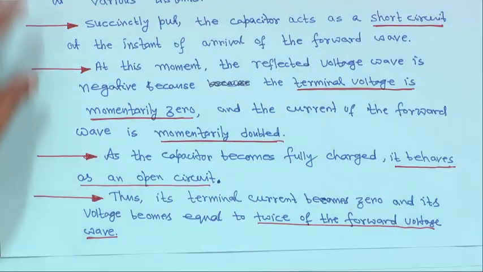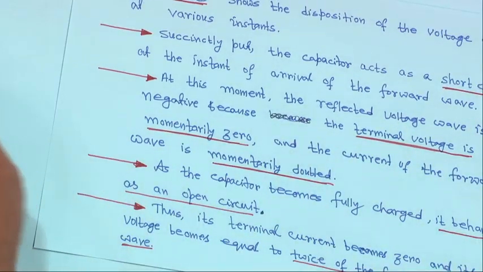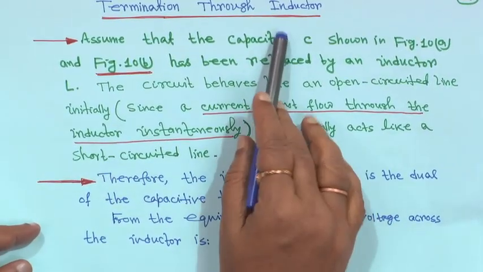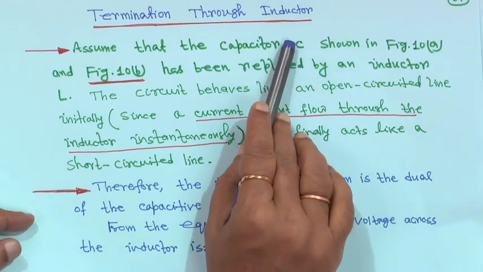So, this is the termination at capacitor. These are special cases, right, and in reality it is something else. In reality it may not happen. And termination through inductor is just the dual of capacitor.